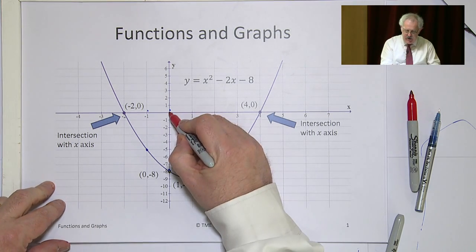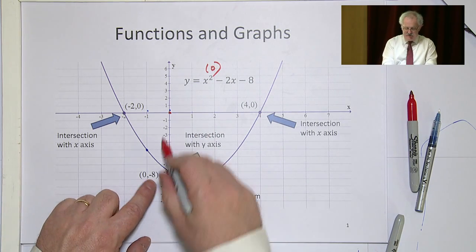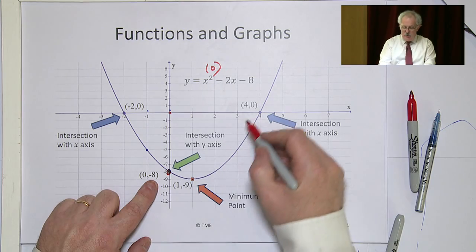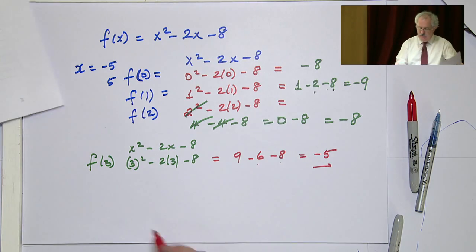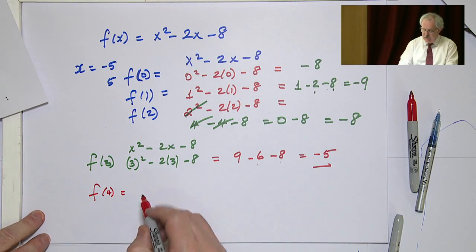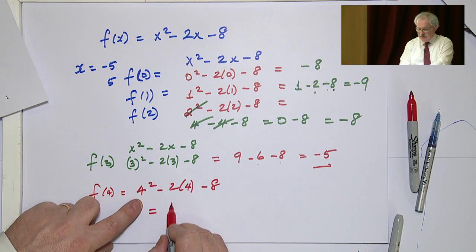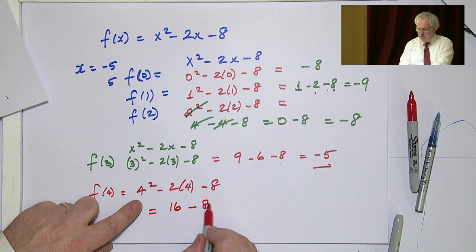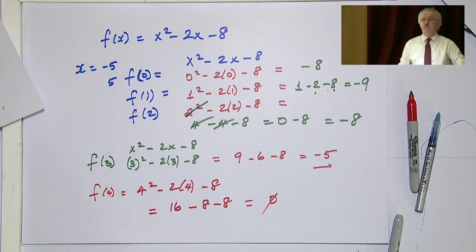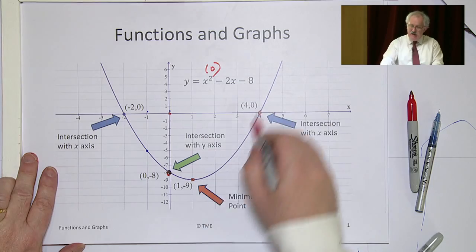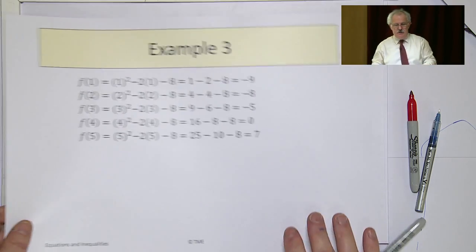And we can see that when x is 0, the value of y is minus 8. And when x is 4, for example, it looks like it's 0. So let's see how it does at 4. f(4) is 4 squared minus 2 times 4 minus 8, which is 16 minus 8 minus 8, and that's 0. And that's the point (4, 0). And we can get all of those points like that and join them up. So that's another aspect that's on your program.